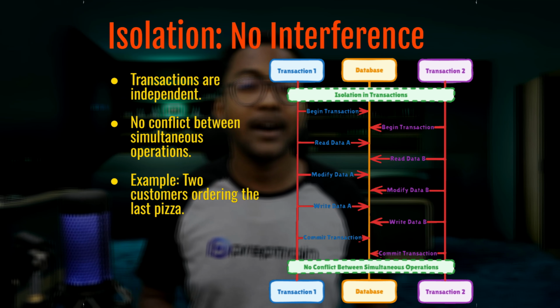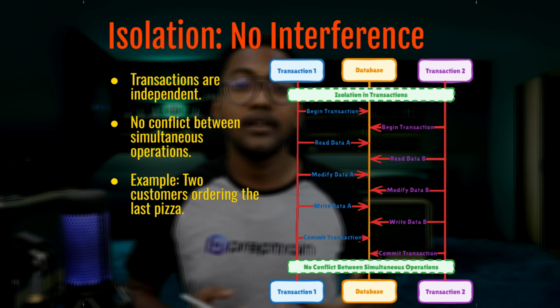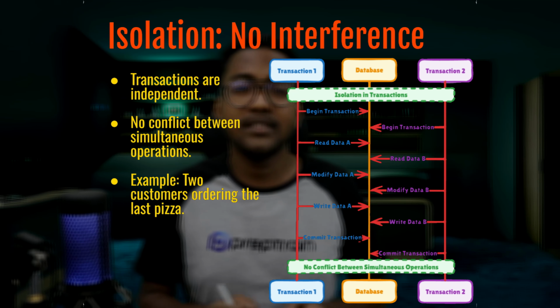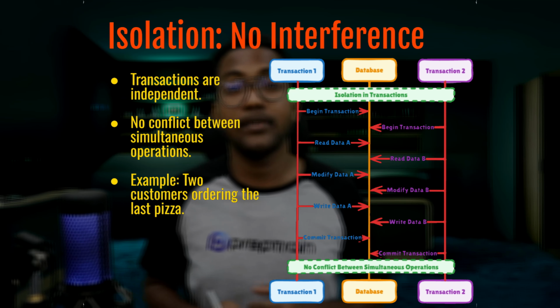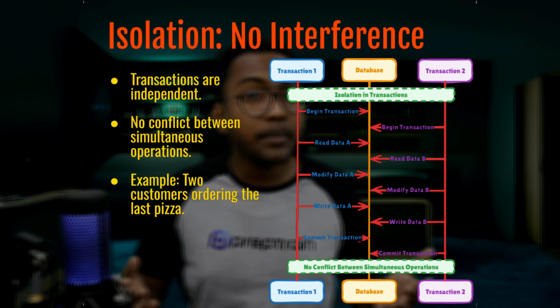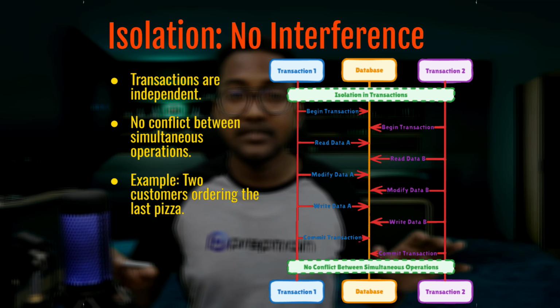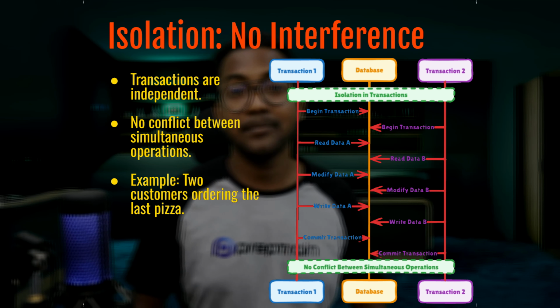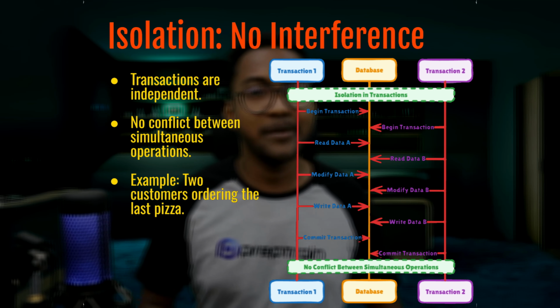So to sum it up, isolation ensures that transactions do not interfere with each other even when they are happening at the same time. This is crucial for maintaining the integrity of your data in systems where multiple transactions are happening simultaneously. Now that we have covered isolation, let's move to the final principle, which is durability.